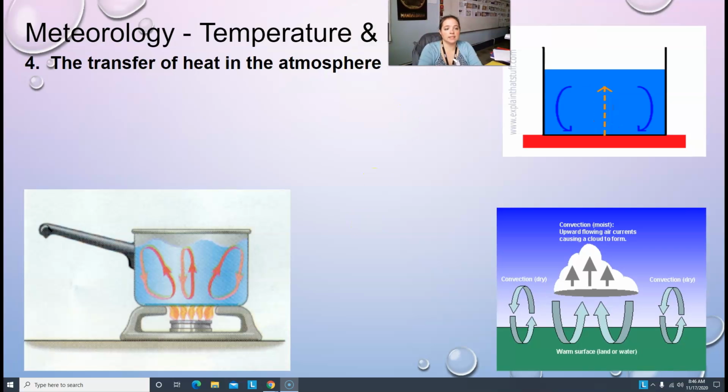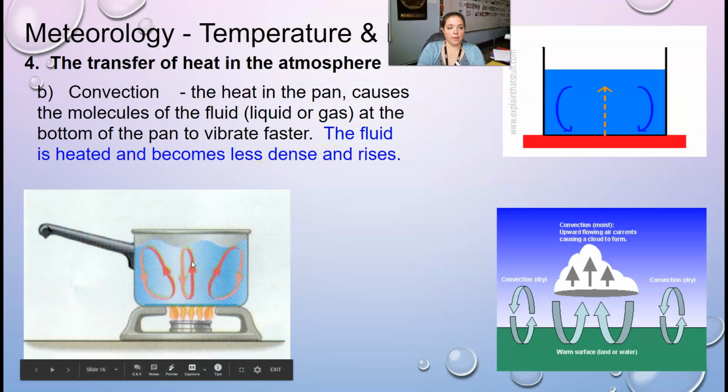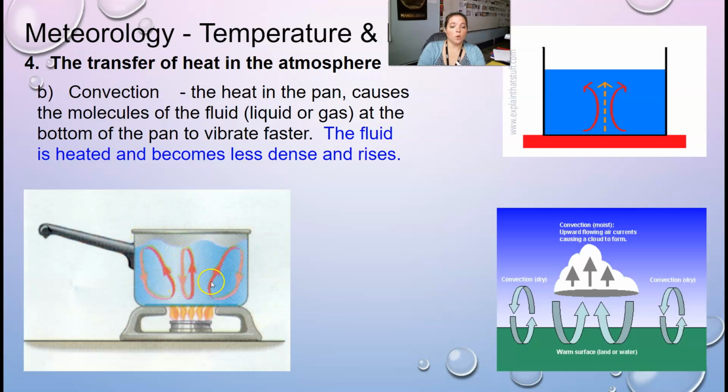Then you have this thing, convection. We've seen this before in the mantle when we were looking at plate tectonics. So it's the heat in the pan, we're still looking at the pan, causing molecules of the fluid or gas at the bottom of the pan to vibrate faster. Remember, these are typically farther apart, but when they start moving, they don't have to bump into each other. They can kind of flow.